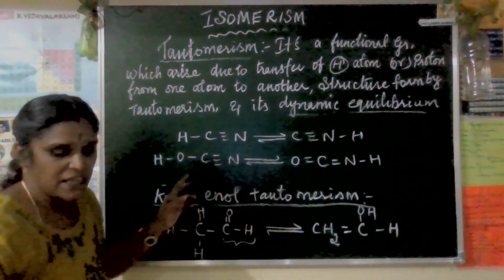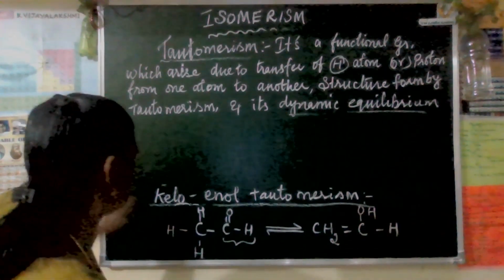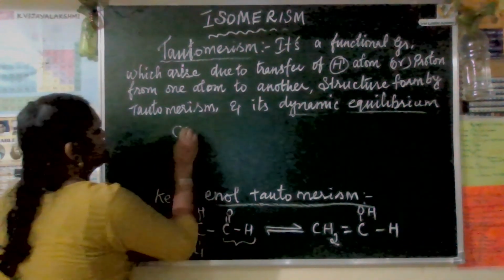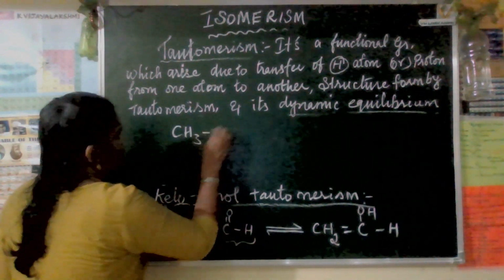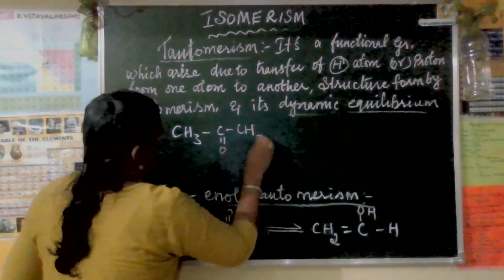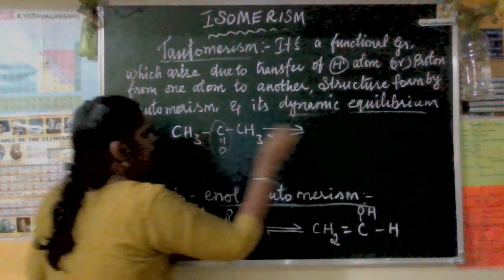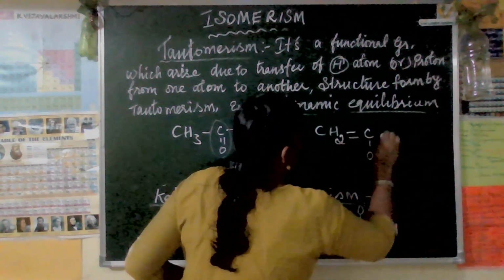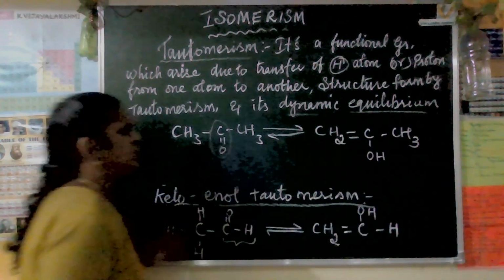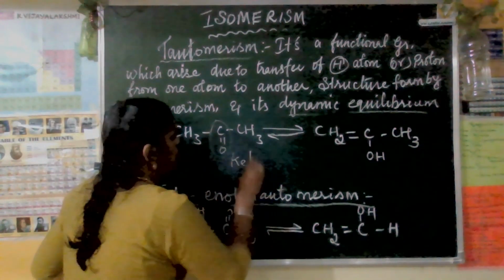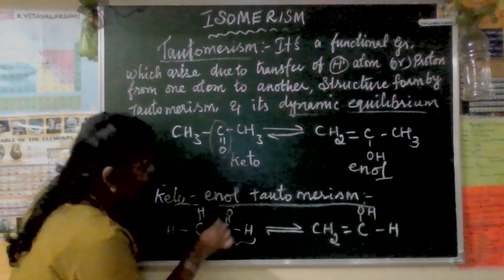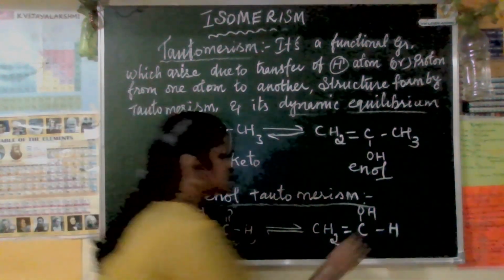Now another example, a proper keto group. This is a keto group, and the earlier one is an aldehyde group; that is the carbonyl carbon. Now CH3, C double bond O, CH3. This is a keto group. Here what happened? CH2 double bond C, OH, CH3. So this is keto and this is enol. Keto-enol tautomerism: this is the point we have to consider, keto group and enol group.